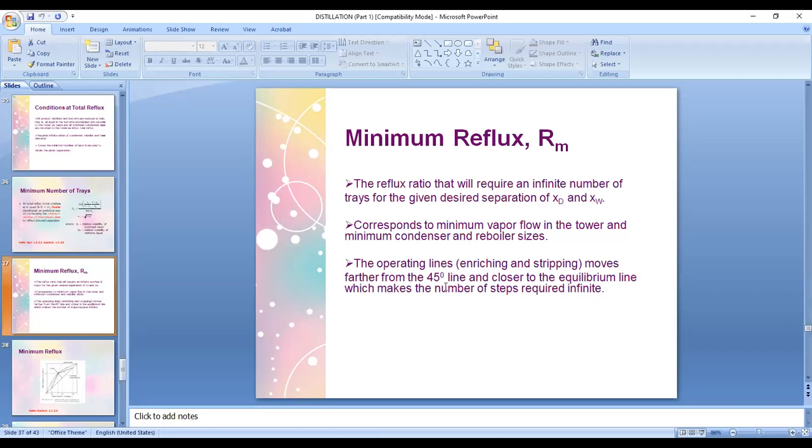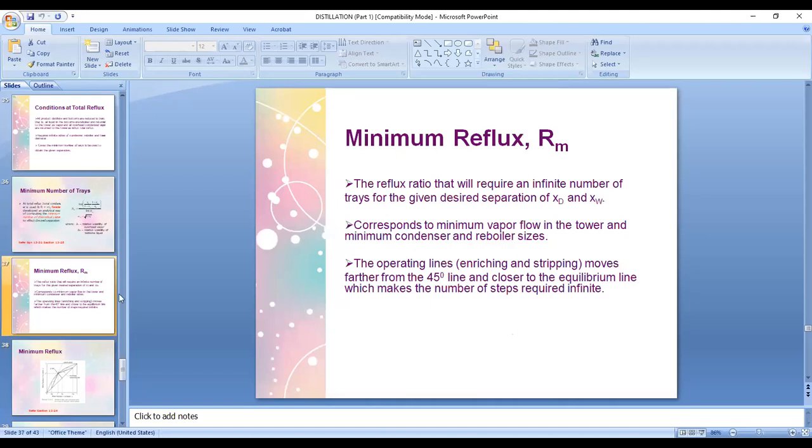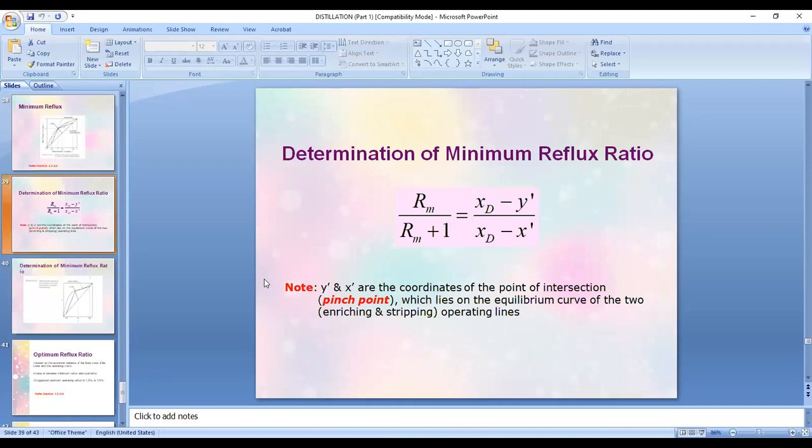They move farther away from the 45-degree line and closer to the equilibrium line or curve, which makes the number of steps required infinite. So the scenario as depicted graphically is this. There's this part in here which would make it impossible to account for the actual number of stages, and as such resulting in a condition of infinite number of stages. The reflux ratio that will require an infinite number of stages is this minimum reflux. Now we go down. This is how we determine the minimum reflux.